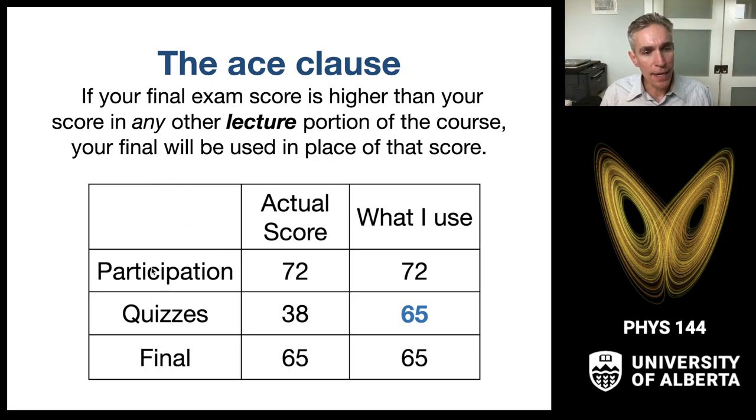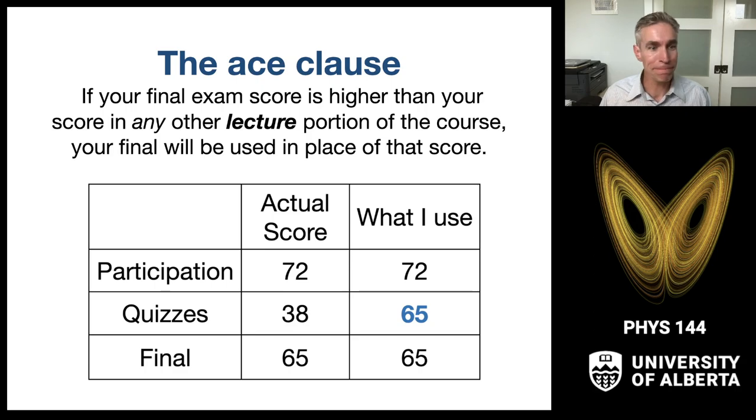What I do when I calculate your average: if you had a score of 72 in participation and 38 in quizzes and a 65 in the final, since the final of 65 is larger than your quiz average of 38, I just use the 65. That's it. No questions asked. It just serves as a blanket minimum to the scores you can achieve in class. So if you miss a bunch of quizzes, well, just say, hey, it's the ACE clause. We'll use your final exam score in place of that.